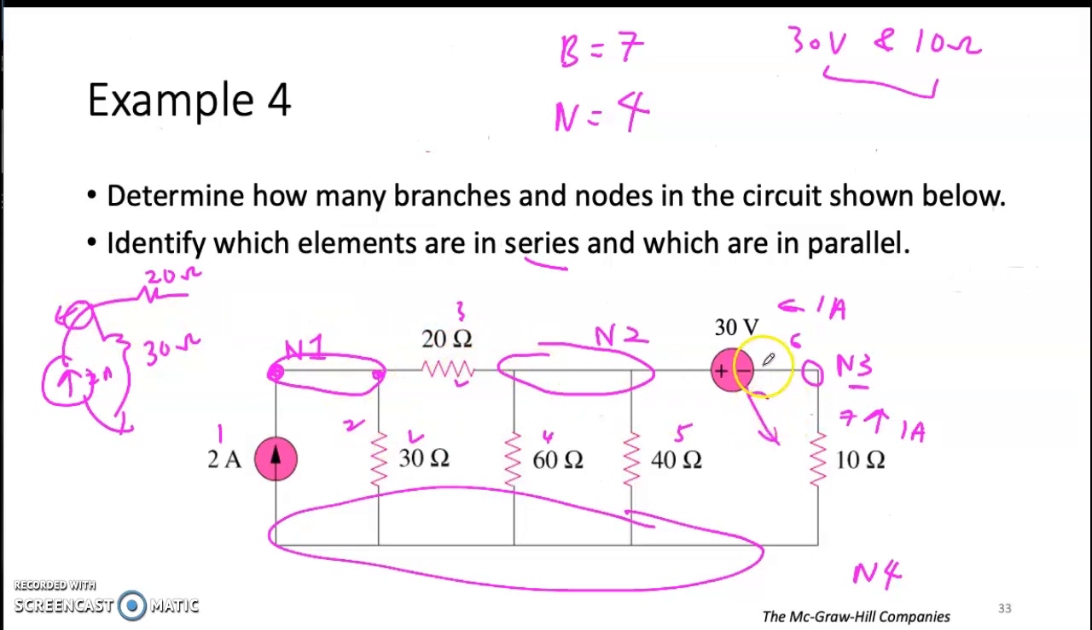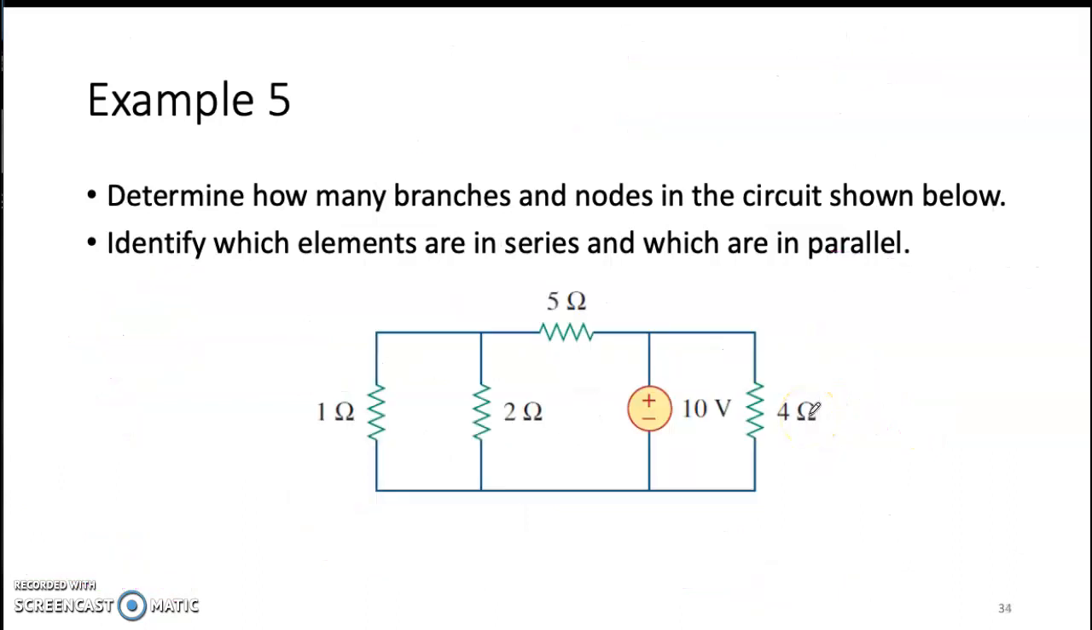So which one is series? Only 30 and 10. Which one is parallel? Parallel means it needs to connect both points at the same nodes. So you can say 2 ampere and 30 ohm are parallel. Okay. What else? We have 60 ohm parallel to 40 ohm. So these are the elements that are in series and parallel.